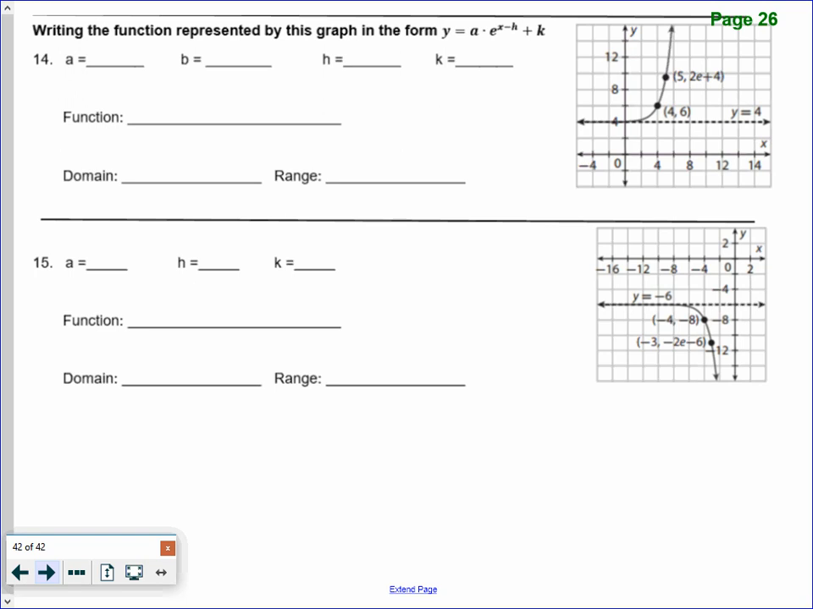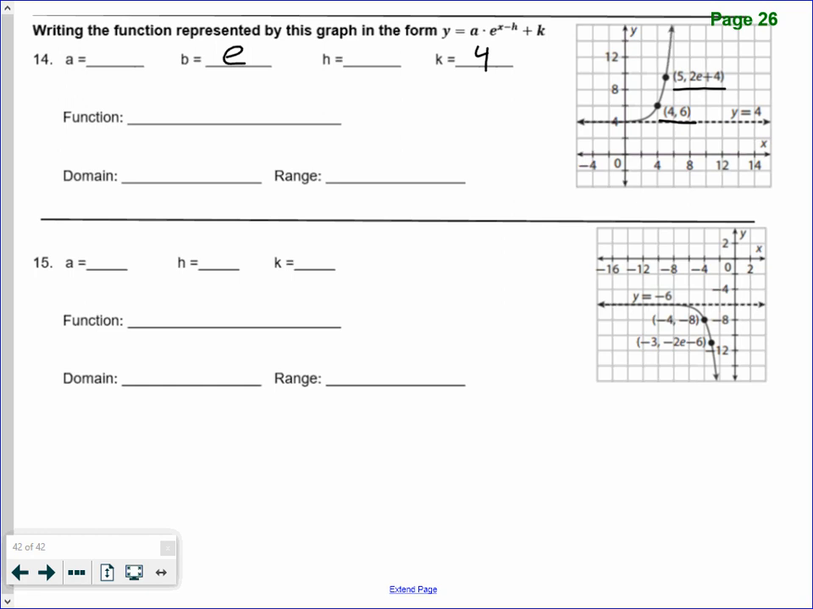So our a value here, we don't know yet, but we do know that our asymptote is y equals k. So we know our k is 4. And also looking at this function, we see we have a point of 2e plus 4. So that's kind of a dead giveaway that our b value is going to be e. And now all that's left to solve for is our h and our a.